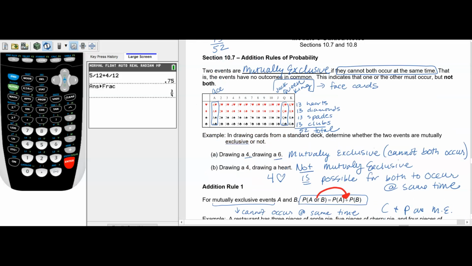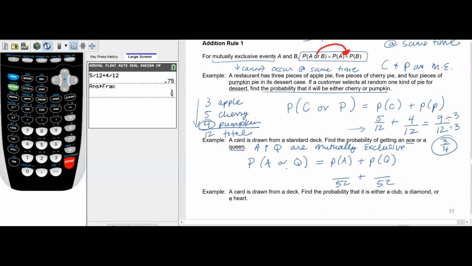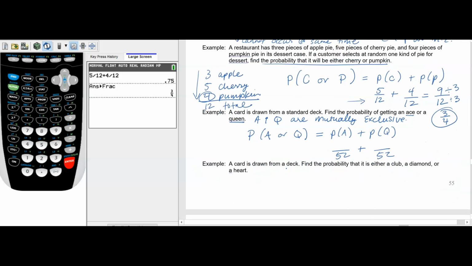So I'm going to scroll back down, and it might be helpful just to print that off if you have a printer, or draw a quick diagram that you can just look at when you're doing your homework problems. So there are 4 aces and 4 queens. 4 plus 4 is 8, so there's an 8 out of 52 chance of getting an ace or a queen. And then that needs to be reduced. Both of those can be divisible by 4, or you can use your calculator, and so you get 2 out of 13 is the probability.